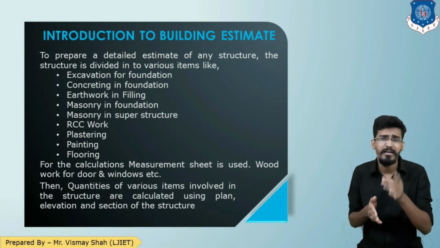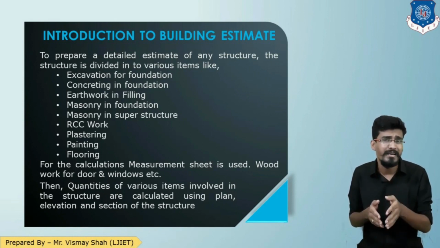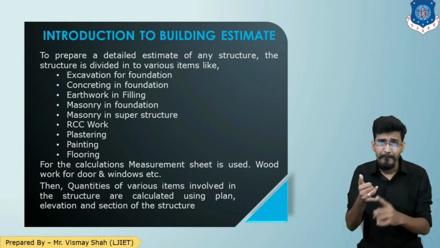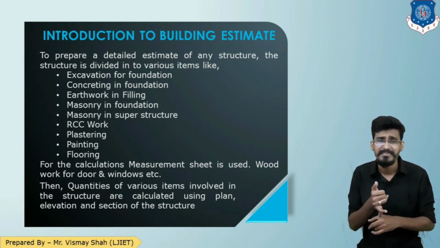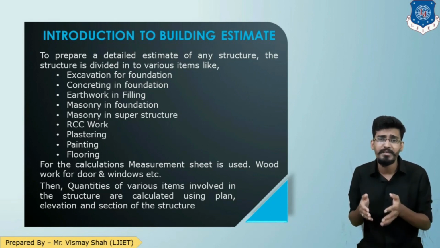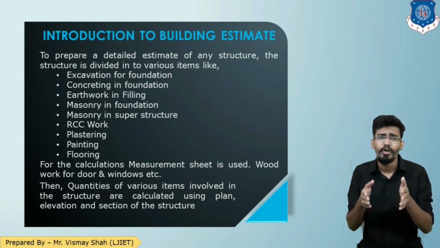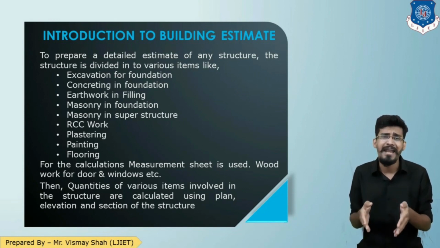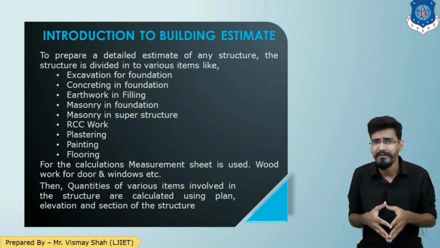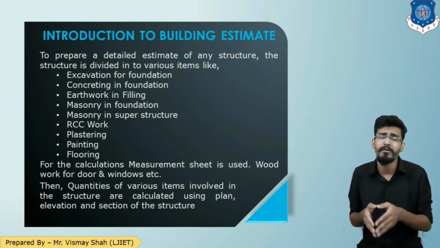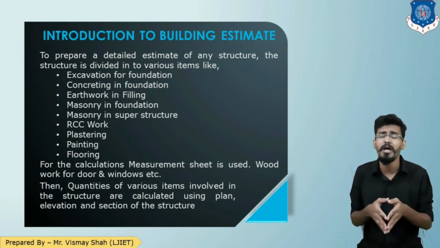So let us recall what we have learned in the session of introduction to building estimate. We have learned that to prepare an estimate, the data required is drawings. Drawings, that means plan, elevation, and section, because from plan, elevation, and section, you are going to get the length, width, and height or depth of the component. For example, if we are talking about the excavation quantity, the plan will give you the length and width, and the section will give you the depth of the excavation. And these quantities are written in the measurement sheet to calculate the quantity.